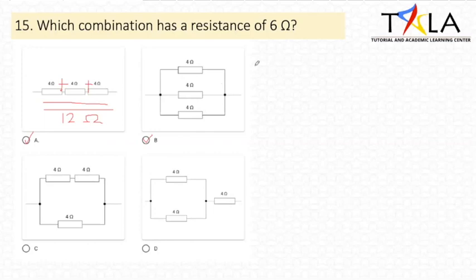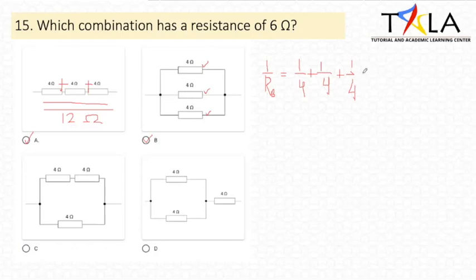Sa letter B, kailangan natin kunin yung effective resistance ng parallel circuit. Lahat sila connected in parallel, di ba? So, paano yun? We calculate: 1 over total resistance ng B equals 1 over 4 plus 1 over 4 plus 1 over 4. Clear ba tayo? Paano natin nakuha itong tatlong 1/4 na to?